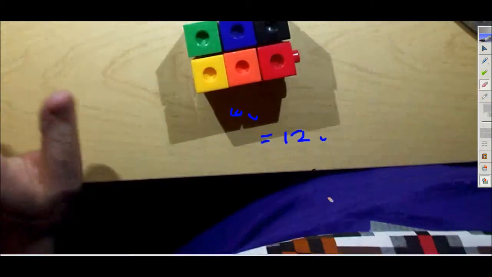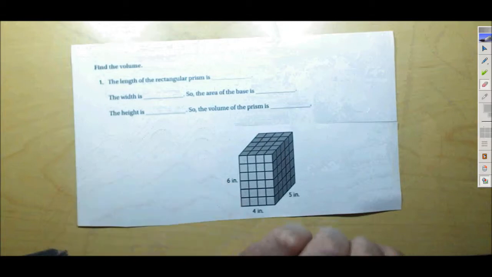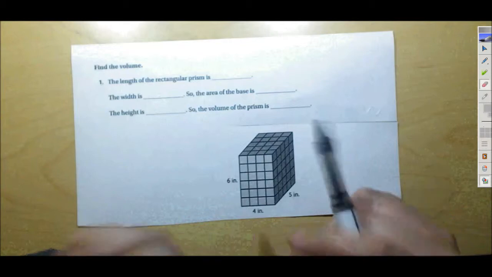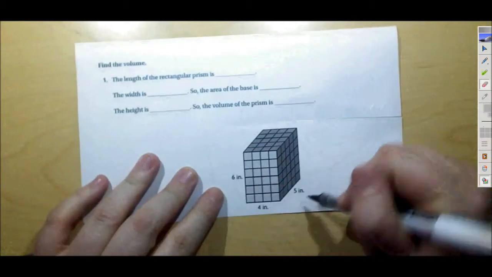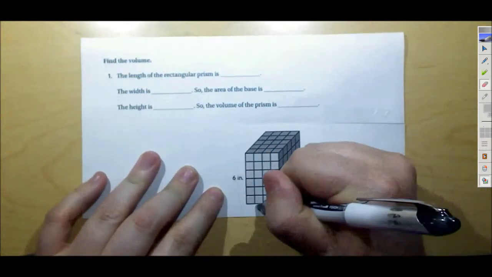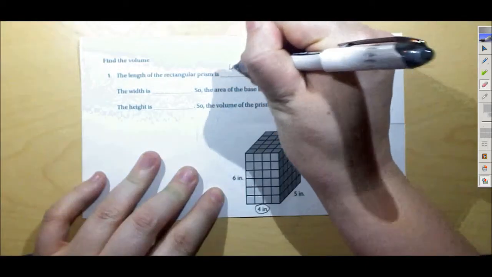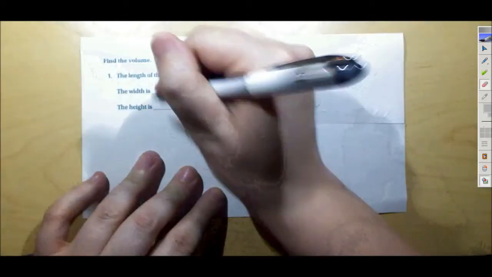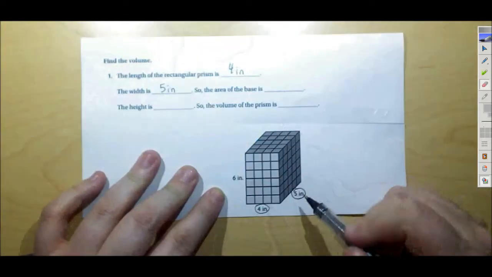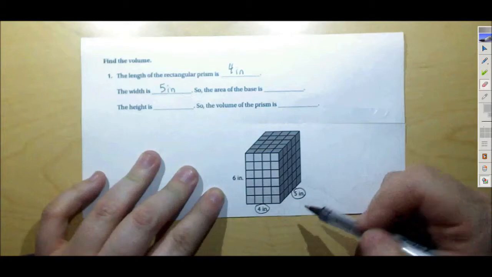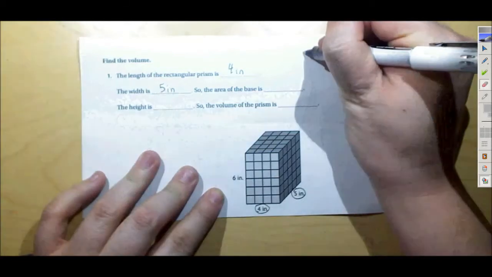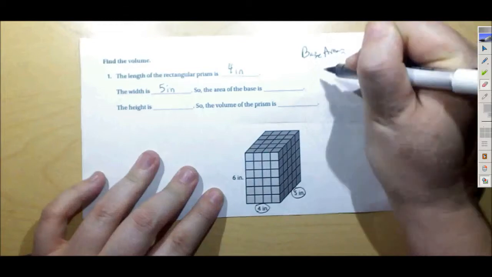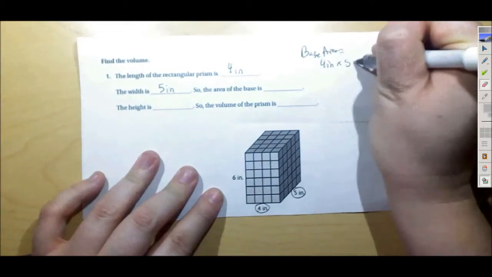Now let's do a few problems. The first one here is we're going to find the volume of this prism here. So the length of this prism is 4 inches. The width is 5 inches. So the base area is 4 inches times 5 inches.